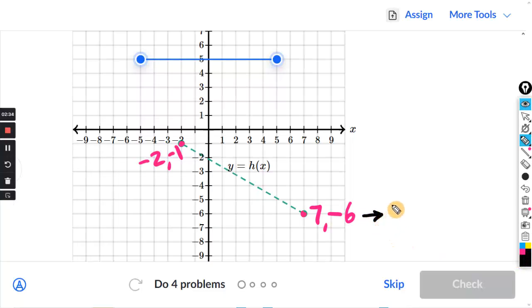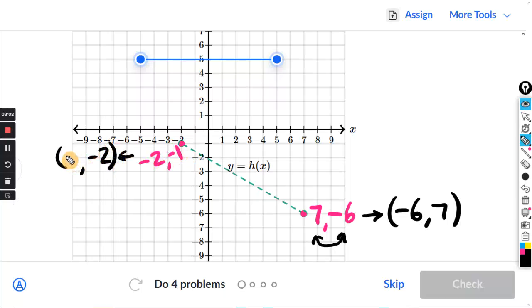So for the inverse, -6 on the y is going to be -6 on the x, and 7 on the x is going to be 7 on the y. We just exchanged those 2 points. And same thing here for the inverse. -2 on the x is going to be -2 on the y. And -1 on the y is going to be -1 on the x. So again, all we did was exchange the x and y coordinates of the endpoints.